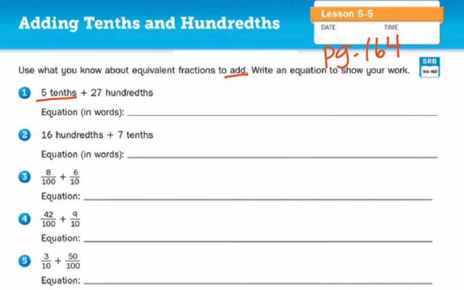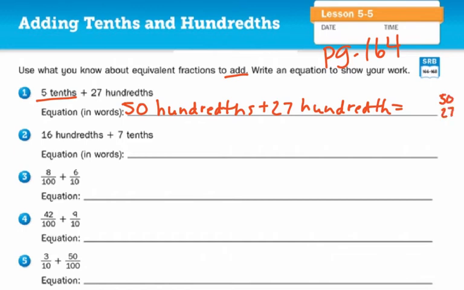So 5/10 would be the same thing as 50 hundredths, or 50 pennies. So go ahead and write 50 hundredths plus 27 hundredths equals, and let's go ahead and solve. What is 50 plus 27? Some of you may be able to do that in your head. If not, go ahead and add it over on the side. It would be 77 hundredths.